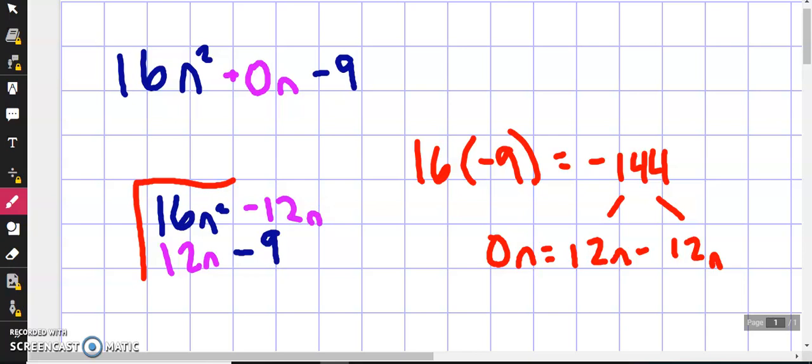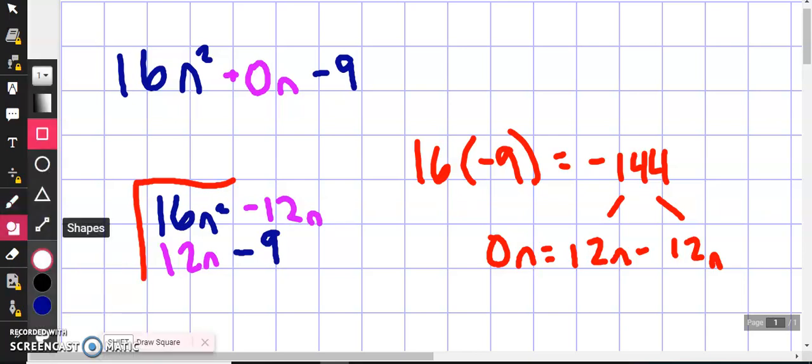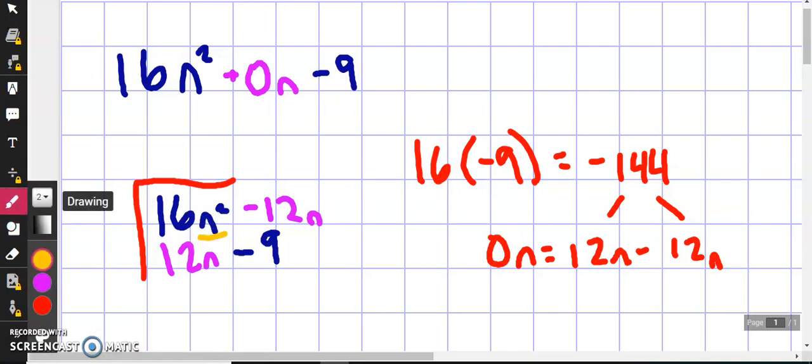And then I'm going to factor. So if I go across the top row, I see n's in both terms. So I know I need an n in the front. I know that 16 and 12 will both divide by 4. And now I'm ready to finish out the problem.